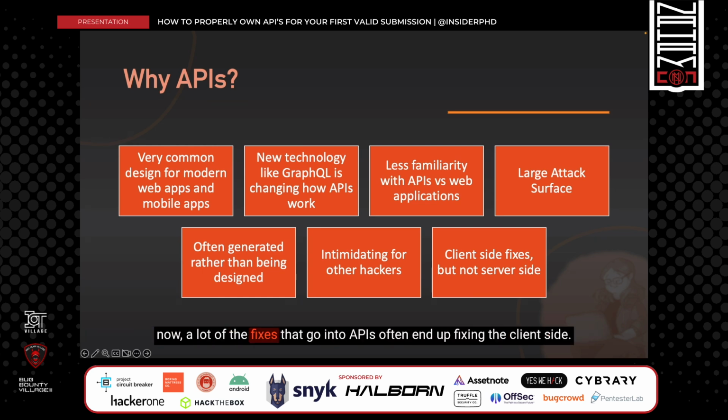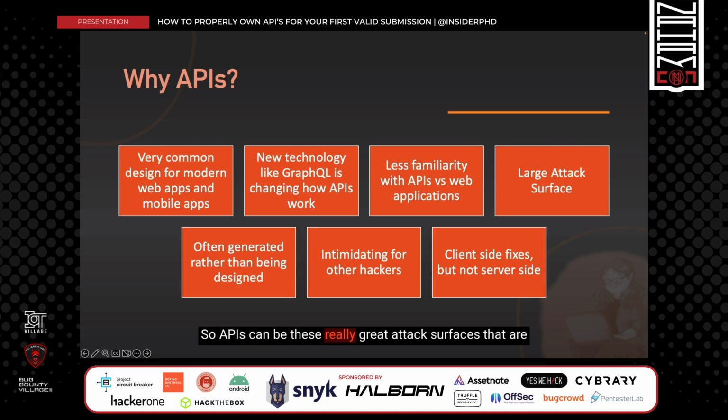Now, a lot of the fixes that go into APIs often end up fixing the client side. So maybe they stop you from being able to type JavaScript into a box, but they don't actually stop the API from processing that input. Because stuff is fixed on the client side but not the server side, it initially looks like the vulnerability doesn't work. But when you actually look into it, it hasn't actually been fixed.